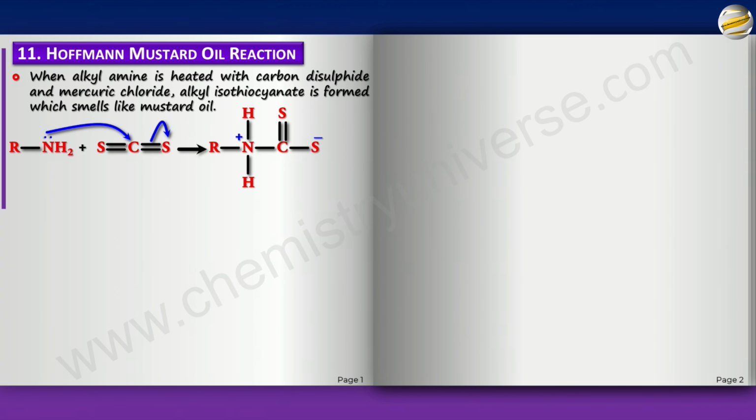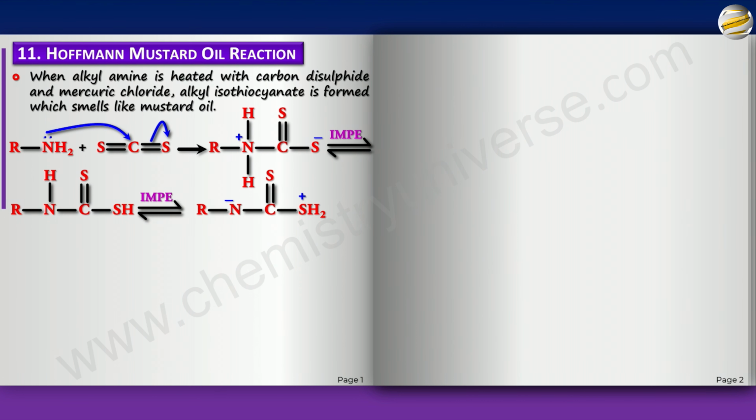And this will show intramolecular proton exchange. You get this. Now you have a second intramolecular proton exchange. As I've already discussed, we can have them as many times and we can make them go back and forth also, which is why they're all reversible. Now what happens is, since we have also added mercuric chloride, what does this do?